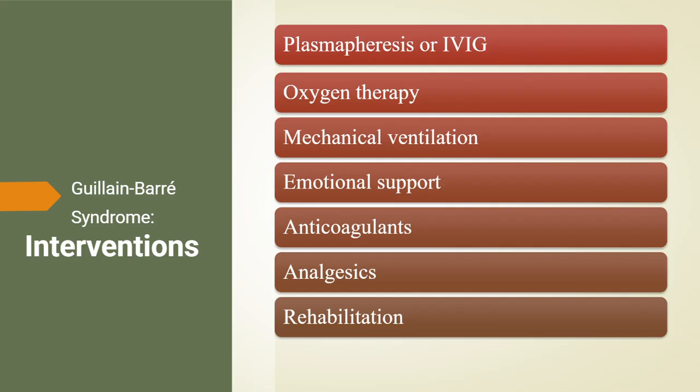Pain can be significant due to nerve inflammation, so analgesics are essential for comfort and to support early rehabilitation. Finally, rehabilitation becomes a major part of recovery. As paralysis improves, patients may require months of physical, occupational, and speech therapy to regain strength and function. Recovery can take 6 to 24 months.